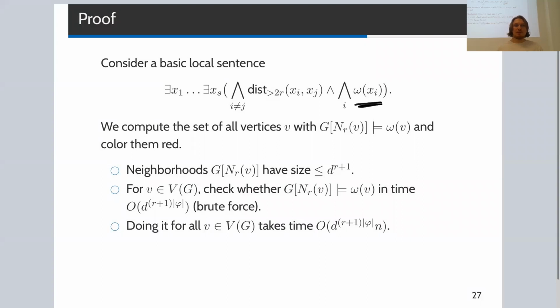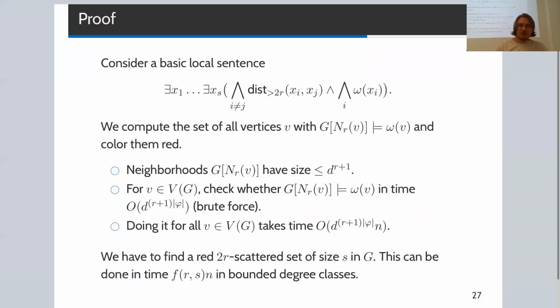Let's color these vertices red. The basic sentence says that there exist x1 to xs such that the pairwise distance is larger than 2r and the vertices are colored red, because we colored red all the vertices that satisfy omega. In other words, we need to find a red 2r-scattered set of size s. Remember, 2r-scattered set means the pairwise distances are larger than 2r, and this is the requirement that we need to satisfy here. Early on, we discovered how to compute r-scattered sets or 2r-scattered sets. So this is another thing we can do in running time some function of r and s and n. Since r and s depend only on phi, we get a nice running time f of phi times n. And this already completes the proof of the theorem. Other questions about this so far?